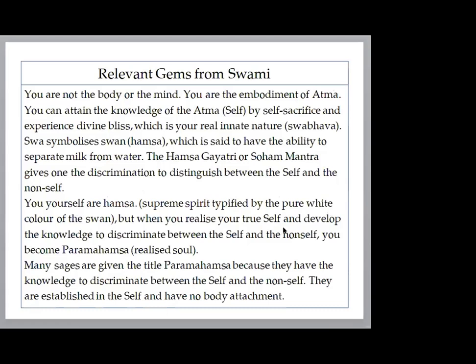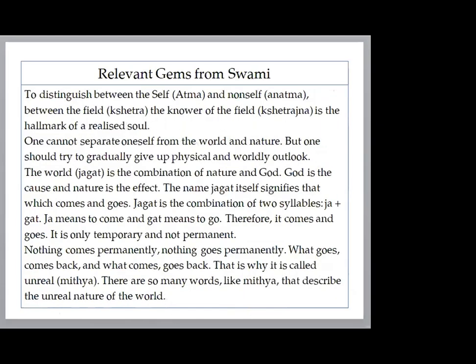But when you realize your true self and develop the knowledge to discriminate between the self and the non-self, you become Paramahamsa, a realized soul. Many sages are given the title Paramahamsa because they have this knowledge. They are established in the self and have no body attachment. To distinguish between the self, Atma, and the non-self, Anatma, between the field, Kshetra, and the knower of the field, Kshetrajna, is the hallmark of a realized soul. One cannot separate oneself from the world and nature, but one should try to gradually give up the physical and worldly outlook.